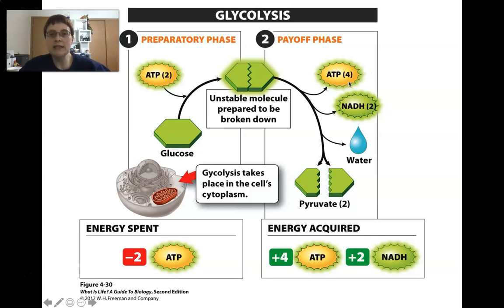We get 4 ATP, and we get 2 molecules called NADH. These might look familiar or similar to what we saw with photosynthesis. We saw in photosynthesis it made NADPH, and they're very similar. These are energy storing molecules, and we're going to use these later on in cellular respiration.